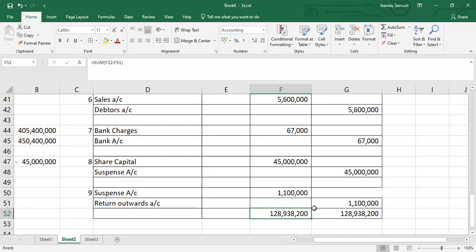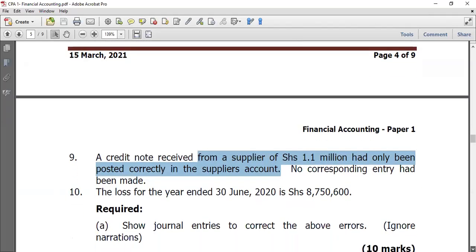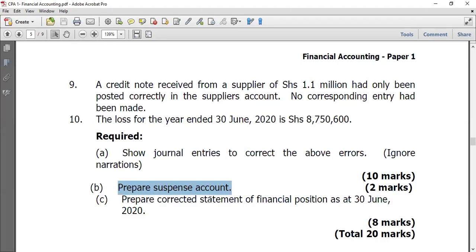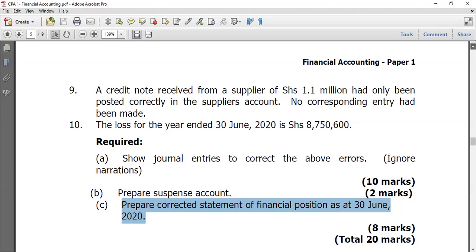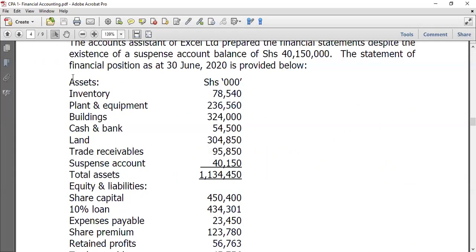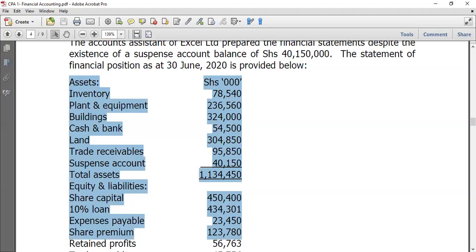So from the question here, remember the examiner asked you to journalize, which we have done, and then they will ask you to prepare a suspense account, which we have done. Now, the last part of this question asked us to prepare a corrected statement of financial position, okay? Now, what you basically do with these 8 marks, yours is to come here. You see this that they have given you? This is what they gave you at the start, okay? And then you've corrected your errors.